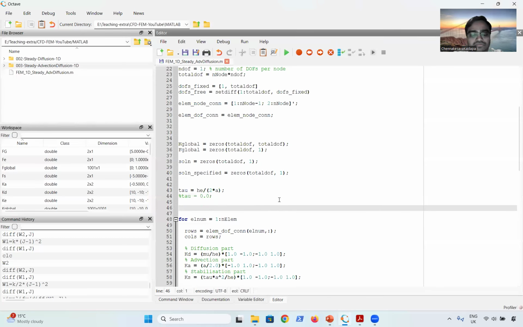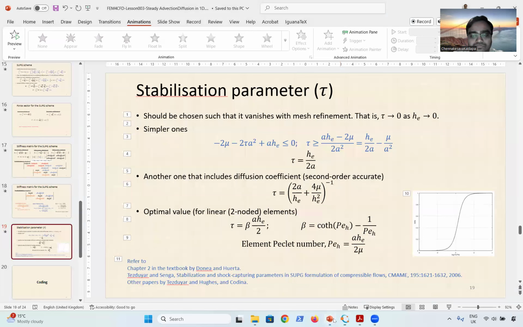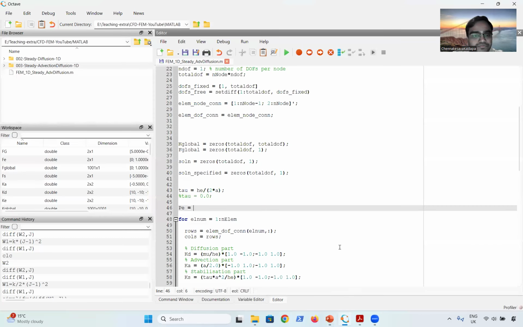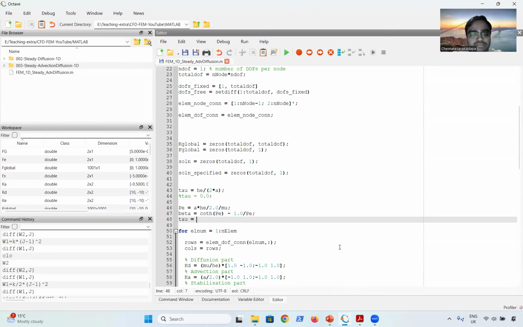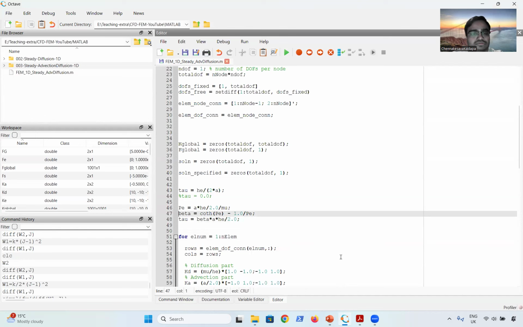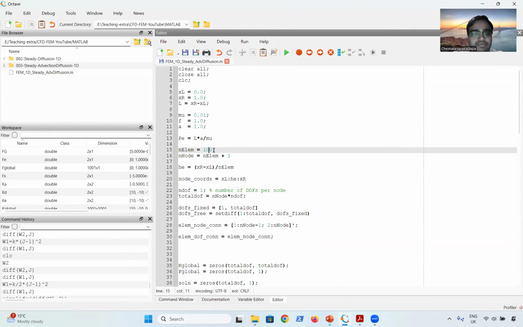First, we need the element Peclet number, AHE divided by 2 mu. Then we need to calculate beta. Beta is coth PE minus 1.0 by PE, and tau is beta multiplied by AHE by 2. Okay, let's go back to 100 elements.